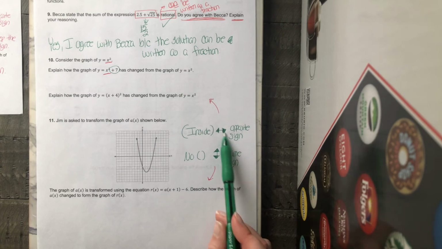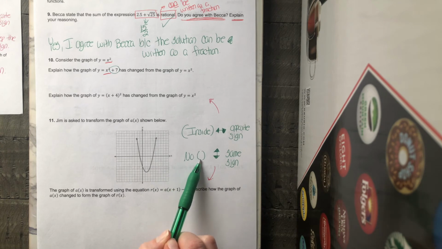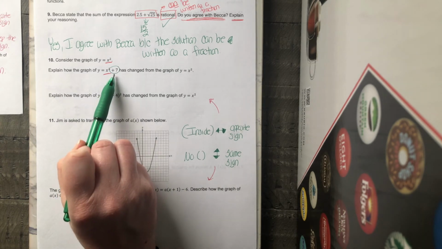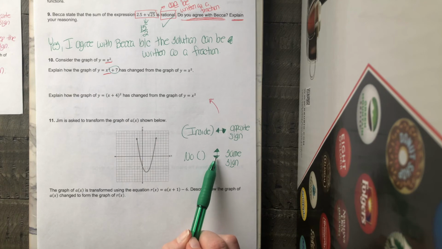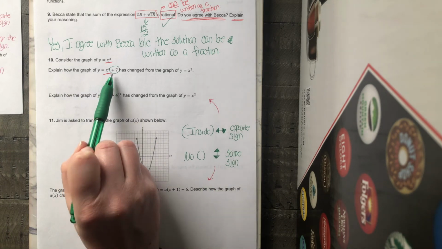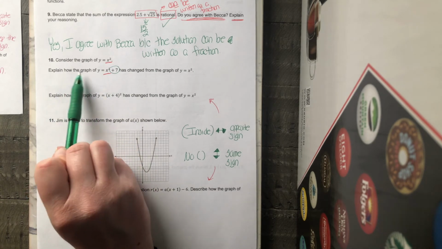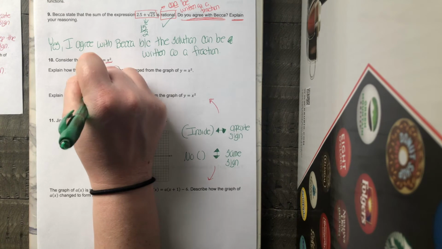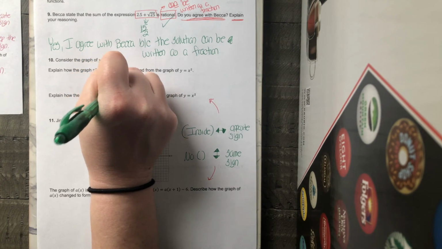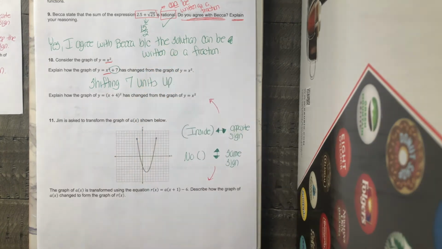Again, if you remember the rules that we learned, if there's no parentheses, because there are none around the 7, it moves you up or down and you keep the sign. So this is moving me, it looks like, up 7 units. So how is the graph moving? It's shifting, or it's moving, 7 units up.